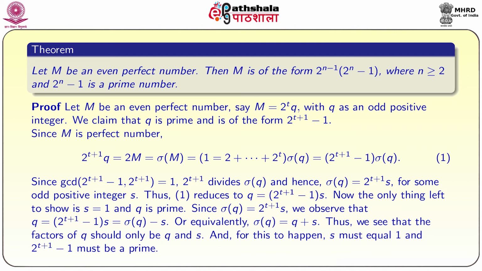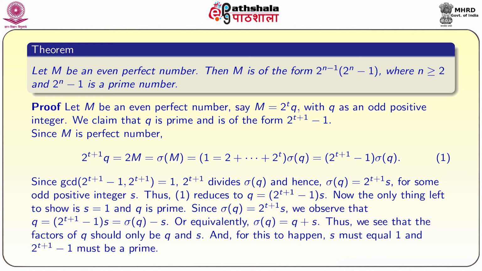Now, the only thing left to show is s equal to 1 and q is prime. That also follows easily. Since sigma of q is equal to 2 power t plus 1 into s, we observed that q is equal to 2 power t plus 1 minus 1 into s, which is equal to sigma of q minus s. So, just by substituting those values, equivalently sigma of q is equal to q plus s. So, it has only two divisors. So, obviously s is going to be 1.